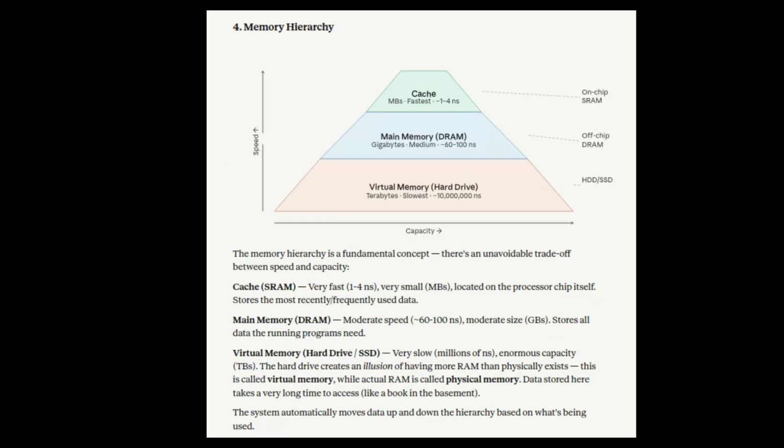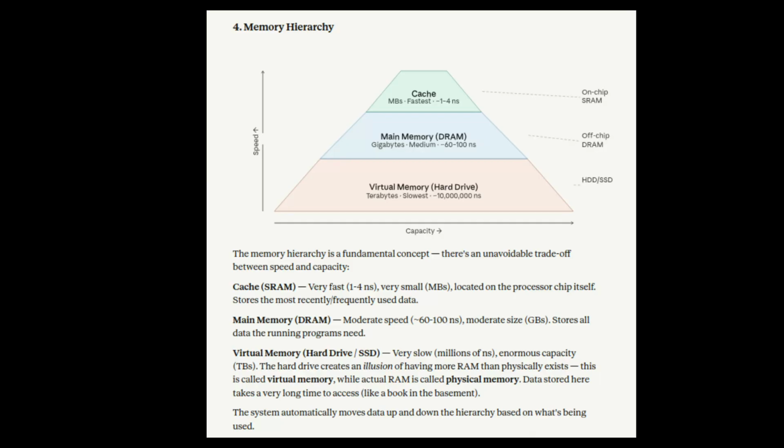Here you see the memory hierarchy. Cache is very fast, then you have the main memory, then the virtual memory, that is the hard drive. Cache is very small, so its size is in megabytes. Main memory, DRAM, has moderate capacity, with size given in gigabytes. Virtual memory is given in terabytes. Virtual memory creates an illusion of having more RAM than it actually has. That is why it is called virtual memory, and RAM is called physical memory.